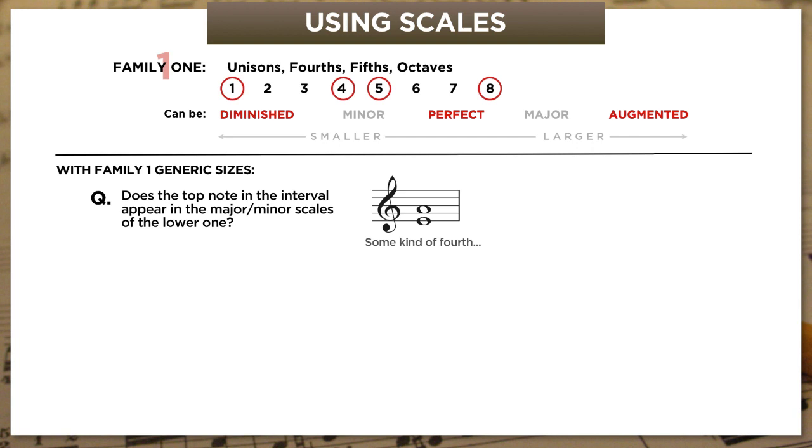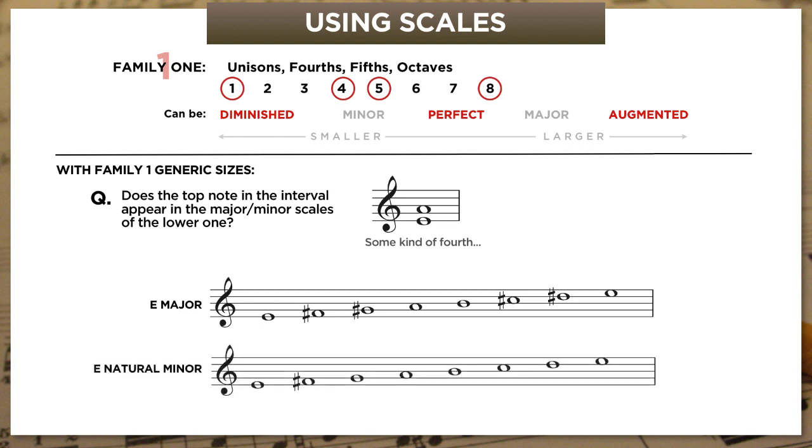Now we've learned about scales. Hopefully you can call those to mind fairly quickly. Here they are on screen, E major and E minor. In this case, the answer is yes. A natural definitely appears in E major and E minor. So if the answer is yes, then the interval is perfect.